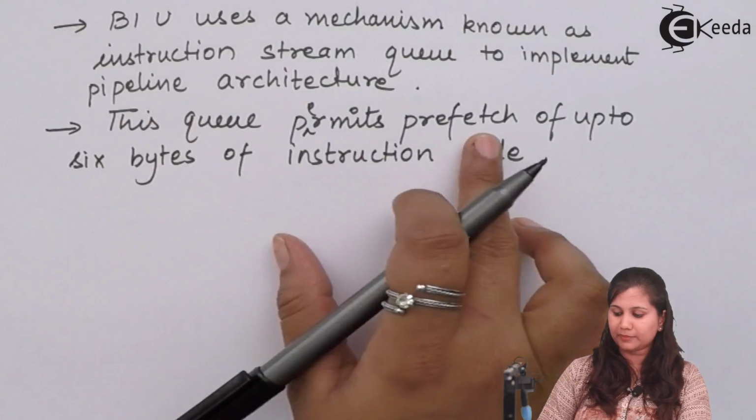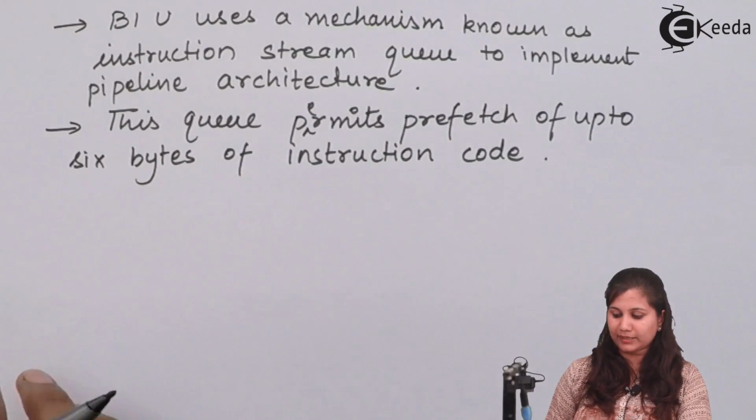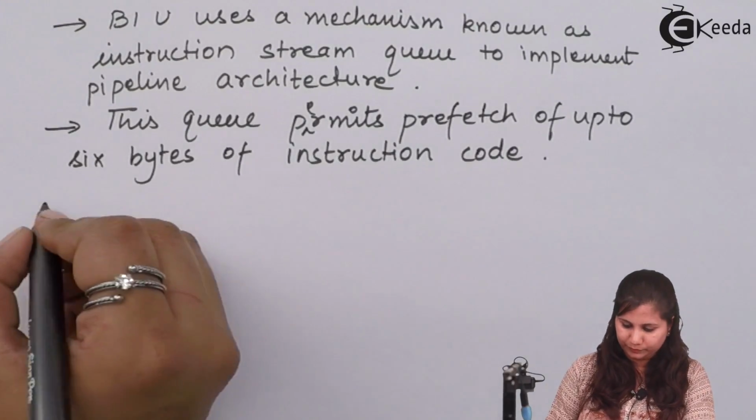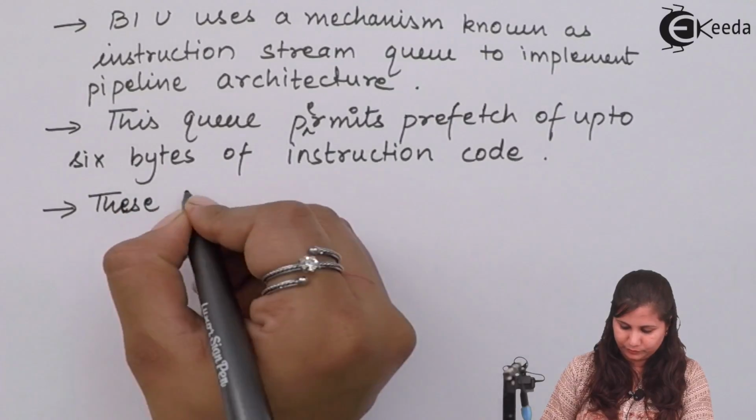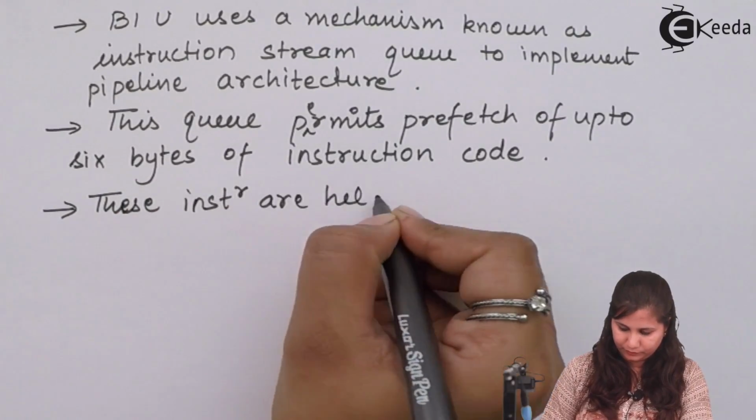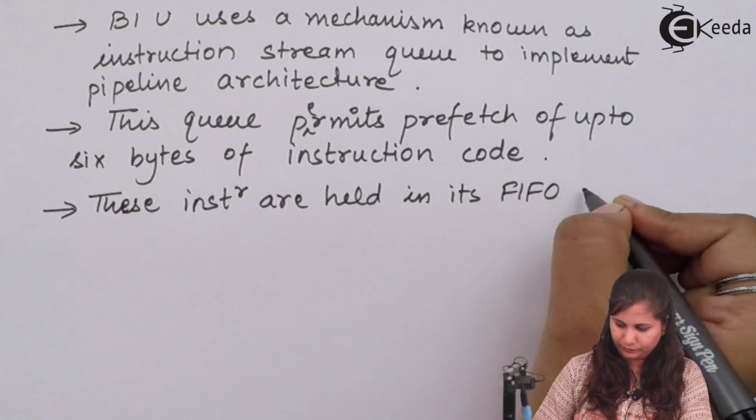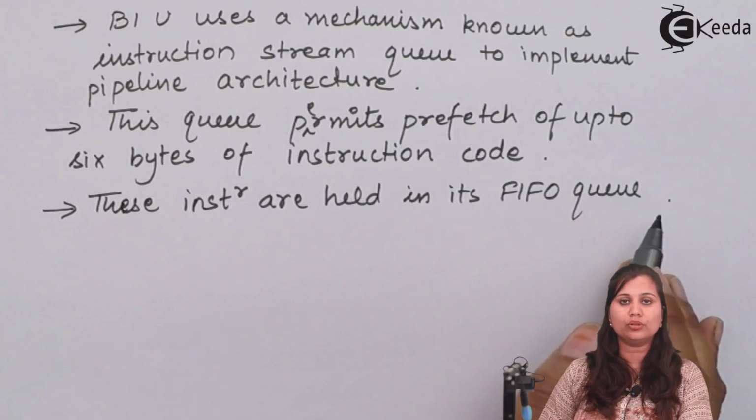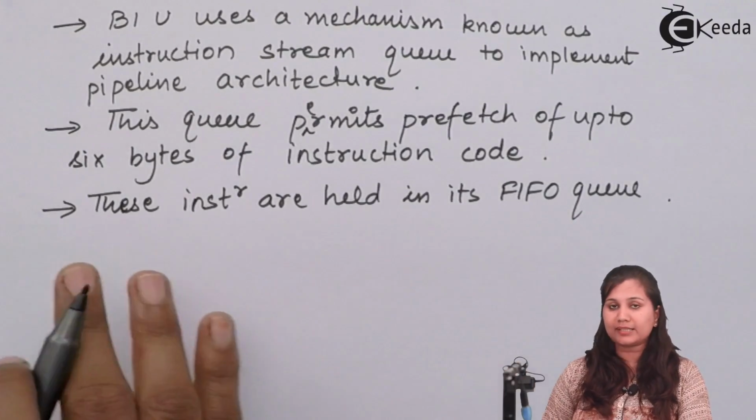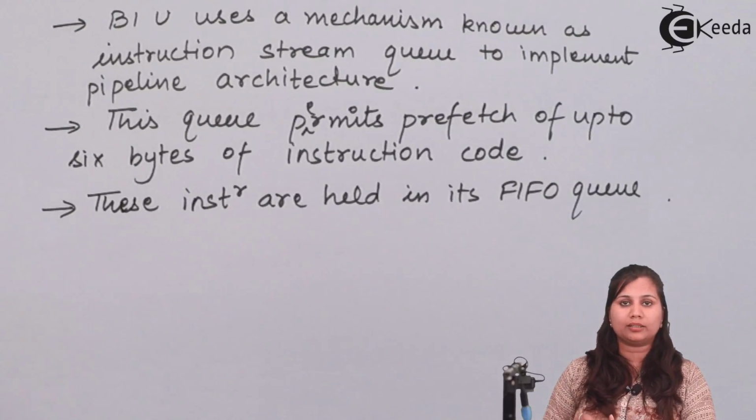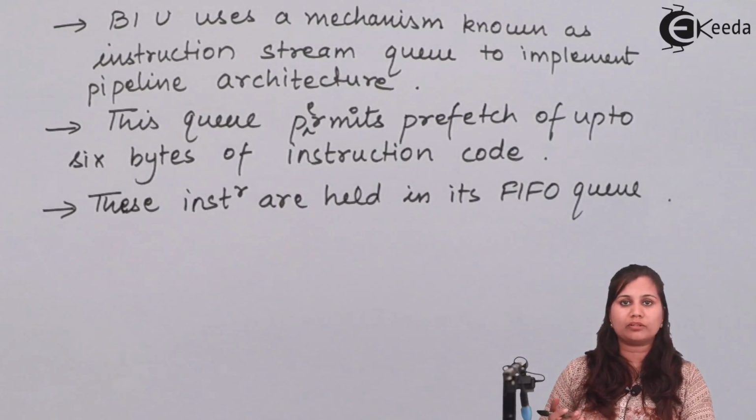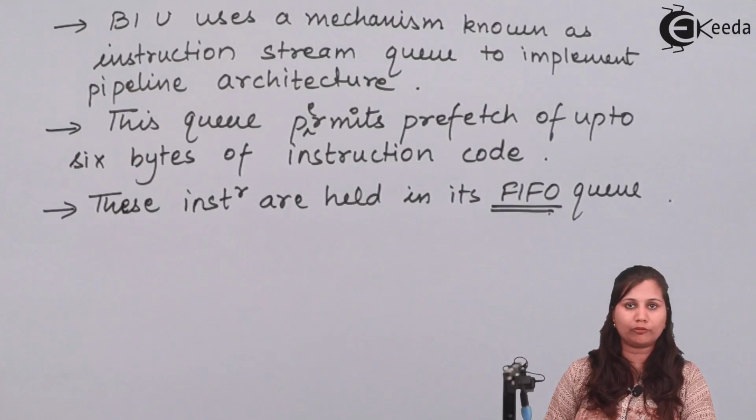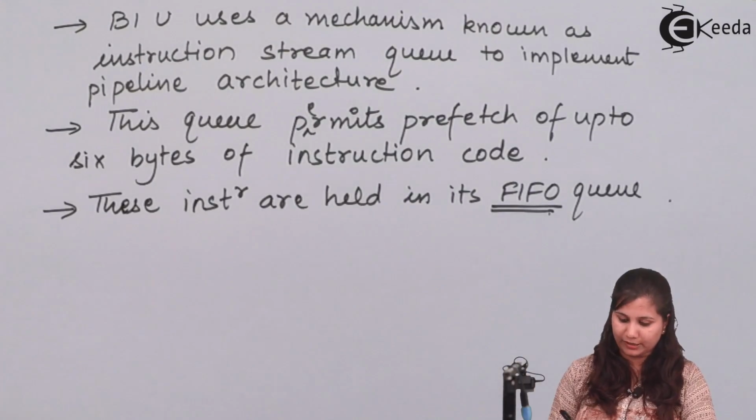So this instruction queue permits the prefetch of up to 6 bytes of instruction code, and when this instruction queue is full, then the execution unit is going to execute the instructions according to their sequence. These instructions are held in its FIFO queue. FIFO means first in first out, meaning the first instruction that will be stored in the queue will be executed first. So this queue follows the format first in first out.